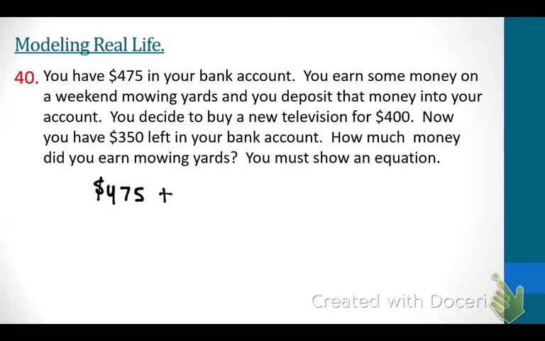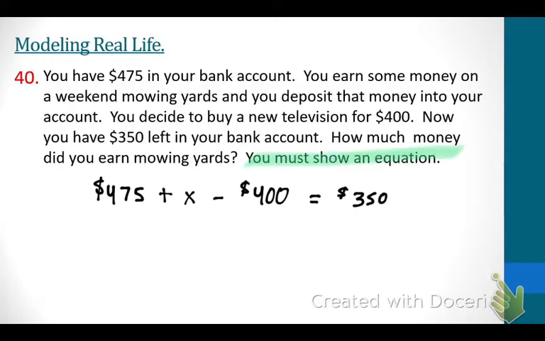Do we know how much money we earned? No. So we're going to put a mystery X. Then it says you decide to go out and buy a new television for how much money? $400. If you are buying something for $400, should I add, subtract, multiply, or divide that? We are subtracting $400 because you spent it. Now it says you have how much money left in your bank account? $350. Okay, so that equals your final amount, $350.